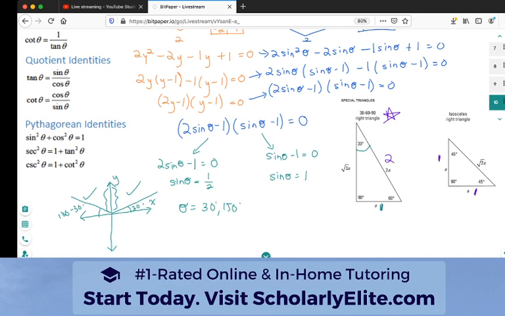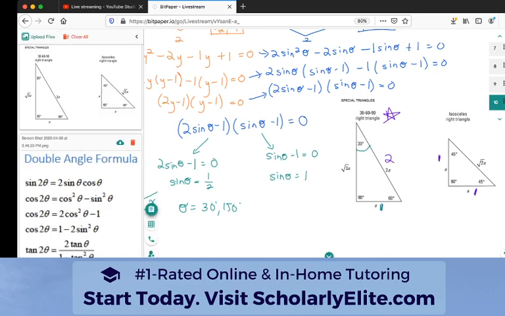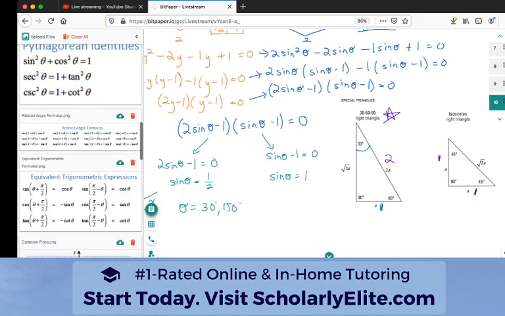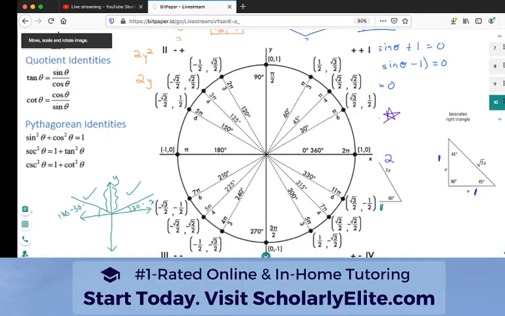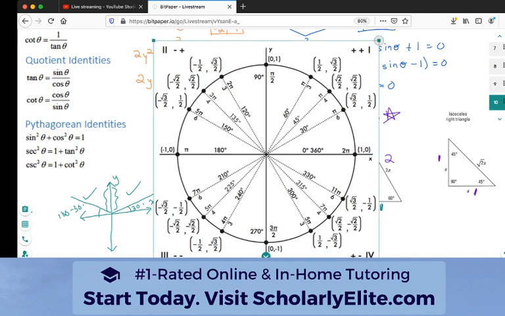And for this part of the identity, where sine of theta equals 1, well, let's pull up our unit circle here. So sine of theta equals 1, well, we know that that occurs at 90 degrees. So our last part of this answer, right here, because again, cosine, 90 degrees, right there.